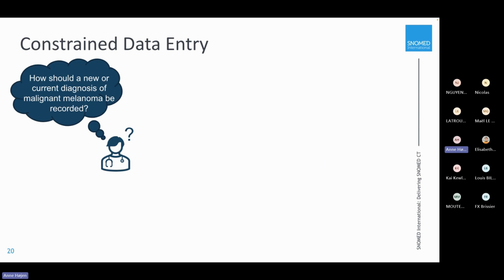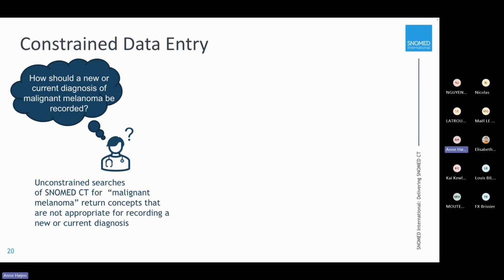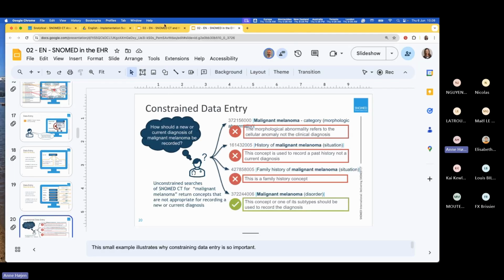So here I want to show you an example of what I said before, that it's about configuring the system right, because otherwise you may end up in a situation where the clinical user is not selecting the right concepts. And it's not because of the clinical user, it's really about the systems. So if you want to record a new or current diagnosis, in this example, malignant melanoma. So let's say we want to record that this patient has a malignant melanoma. If you perform a search in SNOMED CT, actually this may be a good place for me just to jump to the SNOMED CT browser.